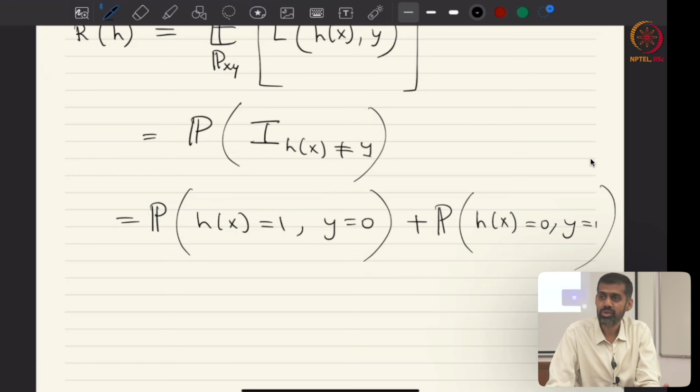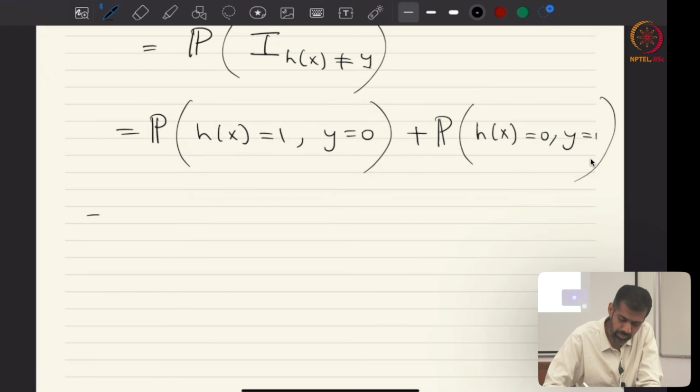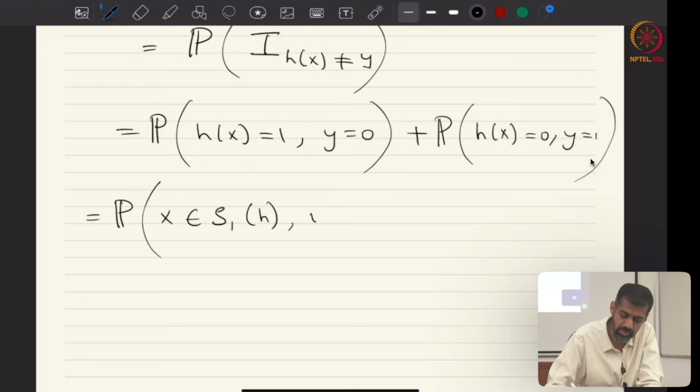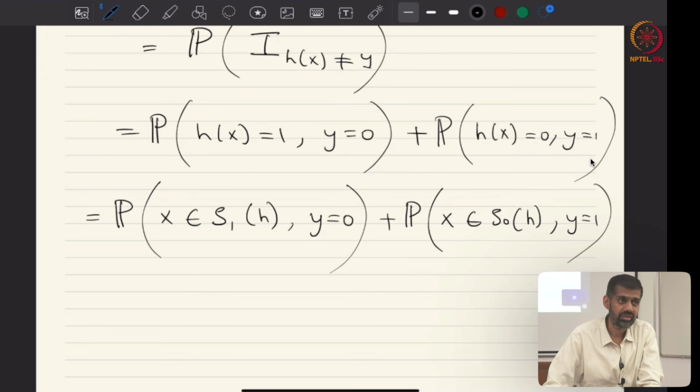Why could you add these two probabilities? They are disjoint. Okay. Now this is equal to the probability of x being in S1 of h and y being equal to 0, plus x being in S0 and y equal to 1, because that is how we have defined these two sets, correct?